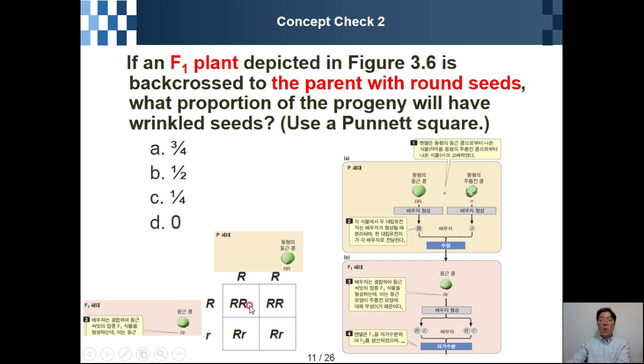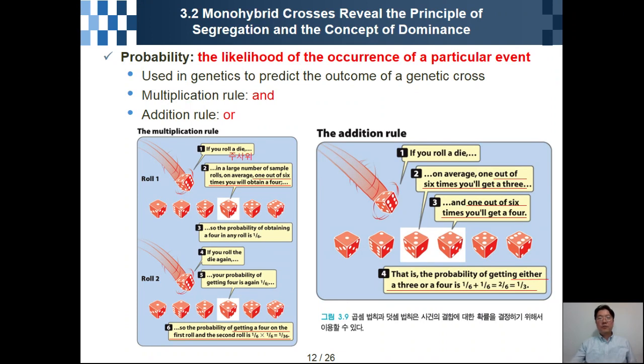So the phenotype, all of them will be round. So what will have the wrinkled seed will be 0. Okay. In this slide we will learn about probability. Probability means the likelihood of the occurrence of a particular event. In genetics, we usually use probability to predict the outcome of a genetic process. There are two rules. One is the multiplication rule, and the other is the addition rule.